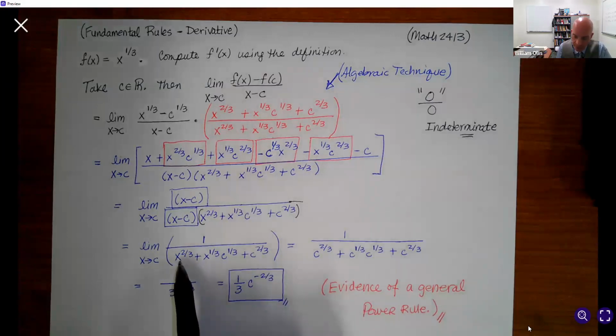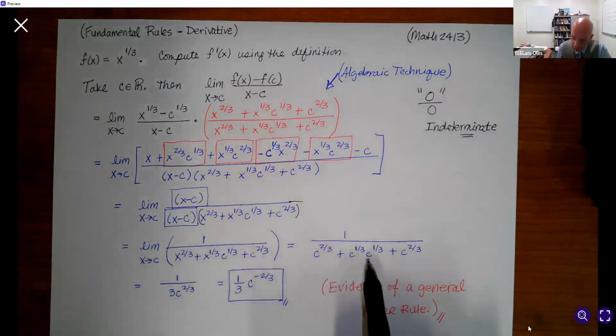And so now as X approaches C, we just do the replacement. We have what? C to the 2/3, and then of course we have a C to the 1/3, C to the 1/3 here, and C to the 2/3.